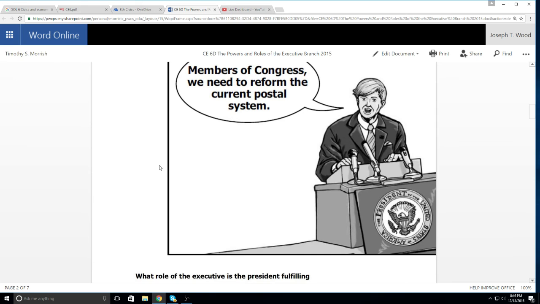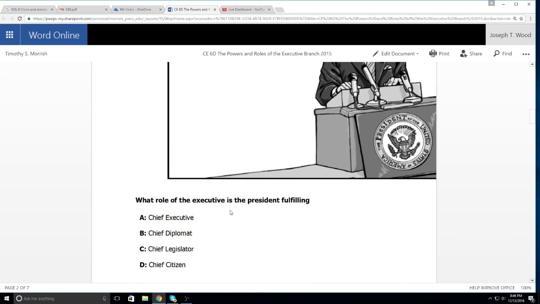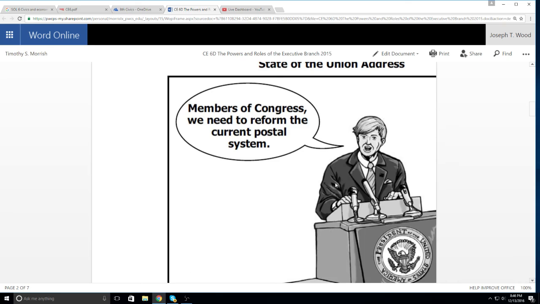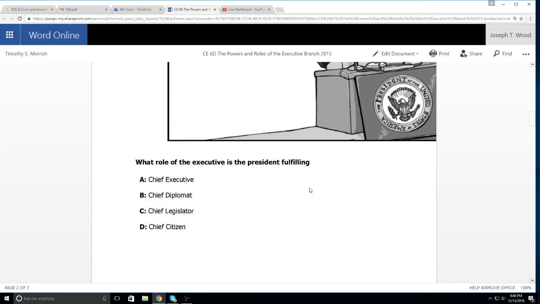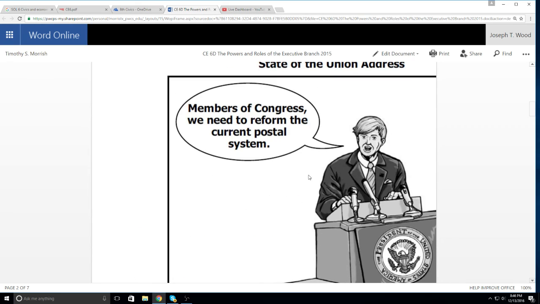That is not Trump. Anyways, so him talking State of the Union address, talking to Congress, chief legislator. The only one we didn't talk about is the one that I can't believe it's on your SOL. Chief citizen. It's where he's like one of us. Kind of represents us to the country. So when they think of America, they think of us as this. So if Americans like to go get a Big Mac, that's what they'll think of the president getting, a Big Mac.